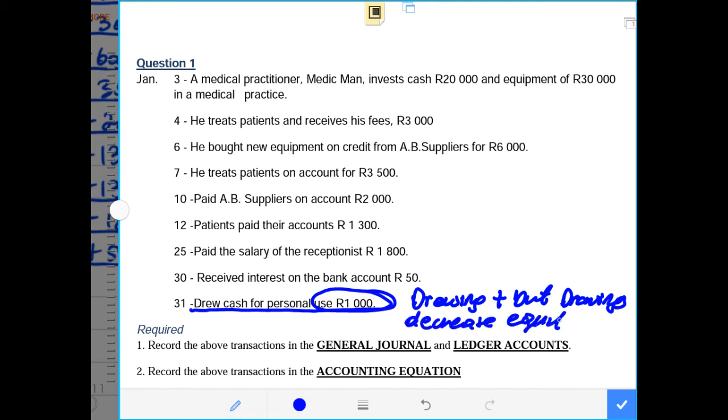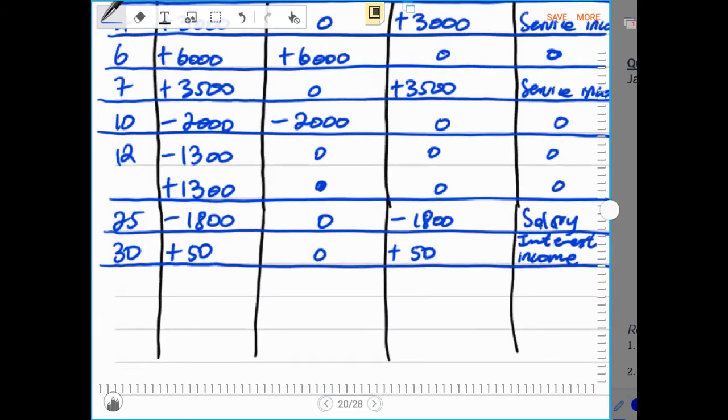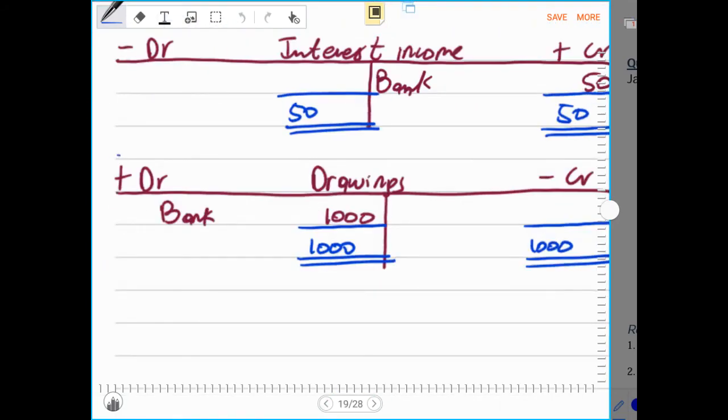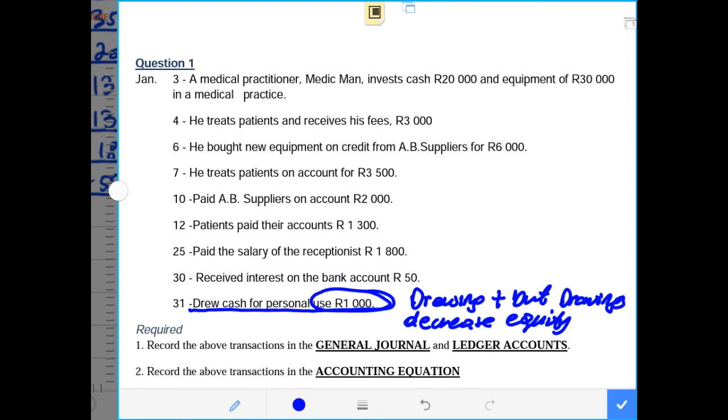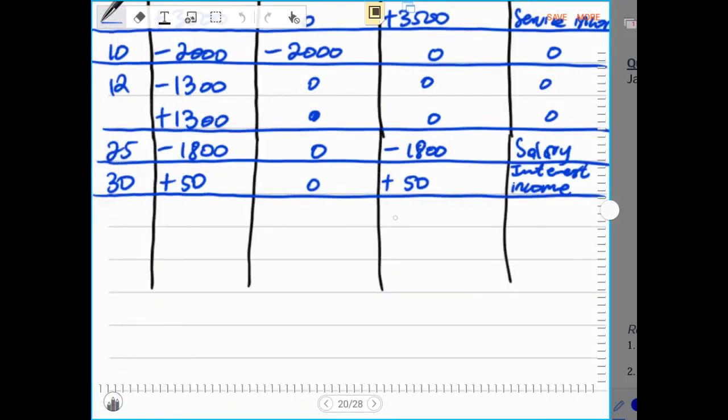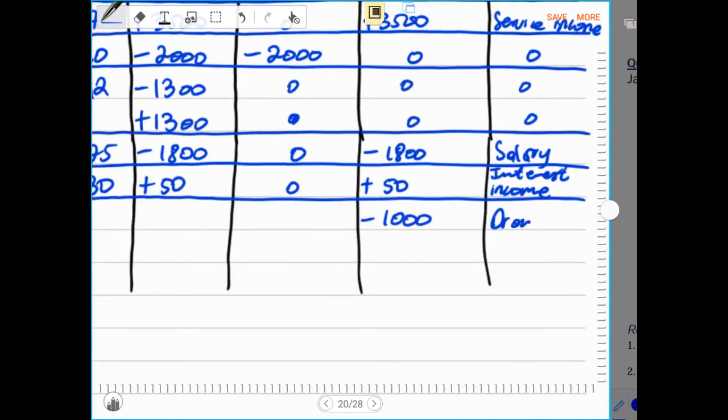Drawings decrease equity. So now although drawings are increasing, take note that in the ledger account of drawings, we recognize drawings increasing on the debit side, and here they are recorded on the debit side. But don't forget that drawings decrease equity. So now when we do the accounting equation, we record the effect of drawings under the owner's equity. Drawings decrease owner's equity, meaning the amount of drawings must be recorded as negative under owner's equity, 1,000 rand. And under description, it will be drawings.